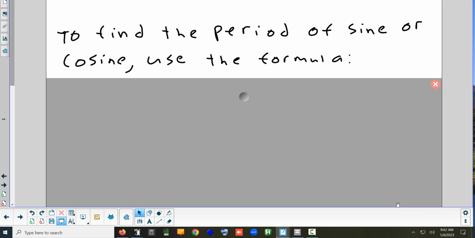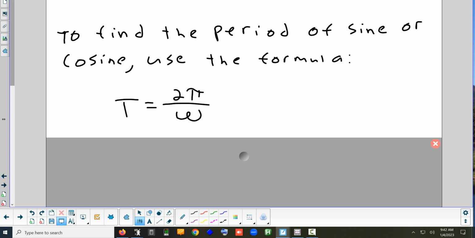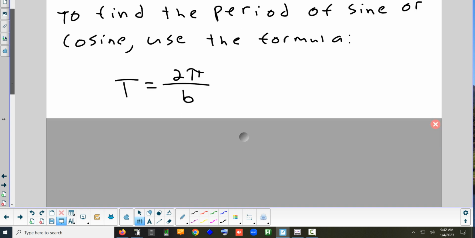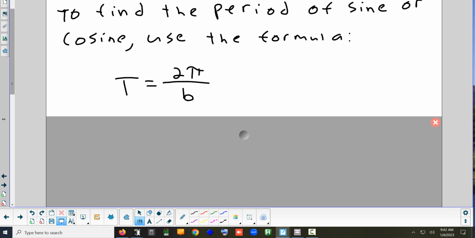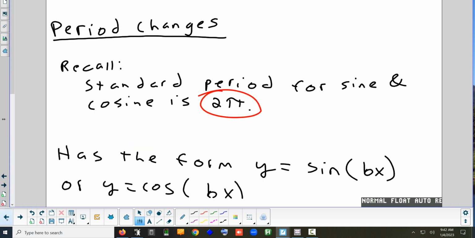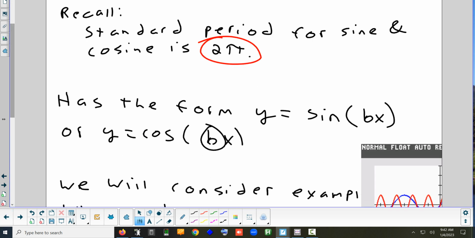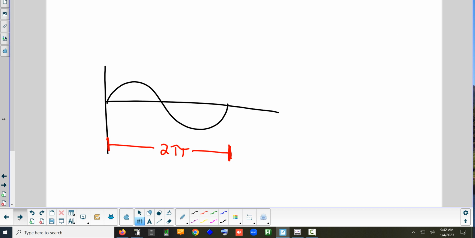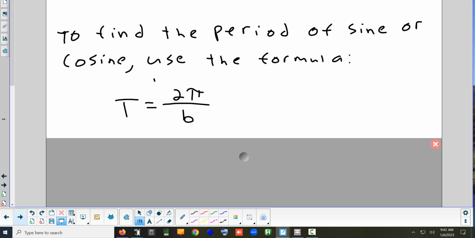Okay, so I told you one type of question we'd look at involves just finding the period, not even doing a graph. To find the period of a sine or a cosine wave, you take the original period, which is 2 pi, and you divide it by b. B is the number in front of x. B is not the period, just to be clear about that. This is the period: 2 pi divided by b. B is just the b.